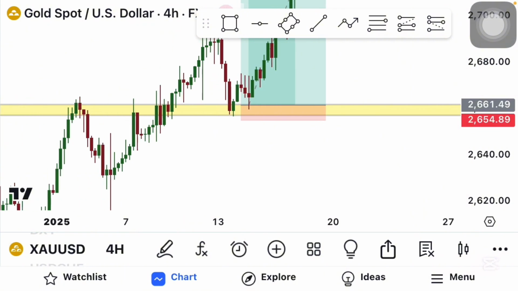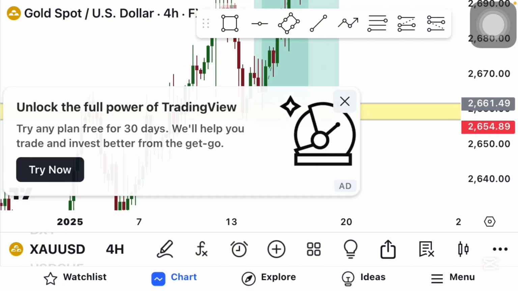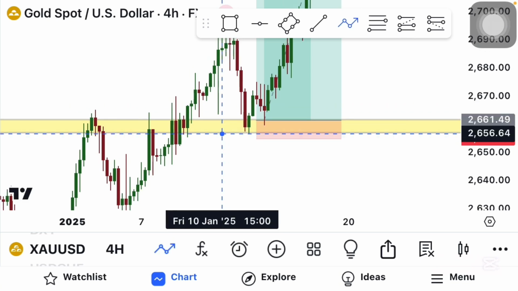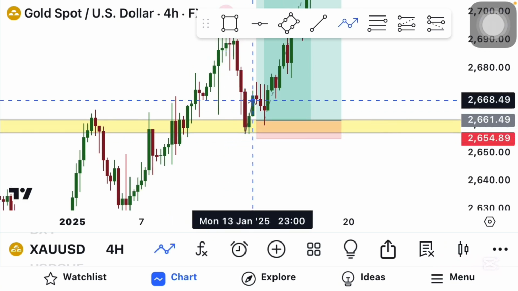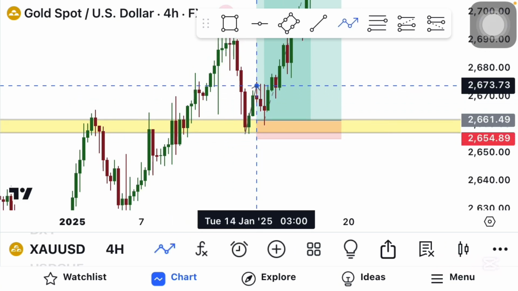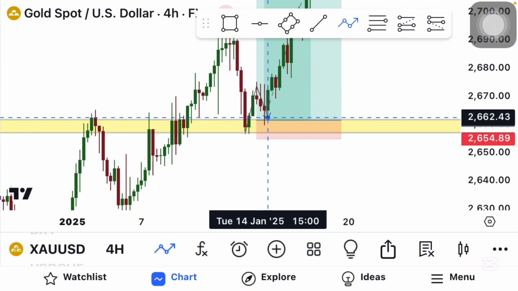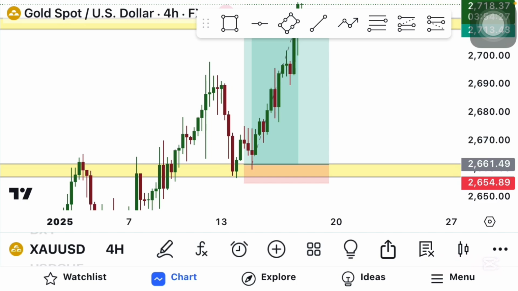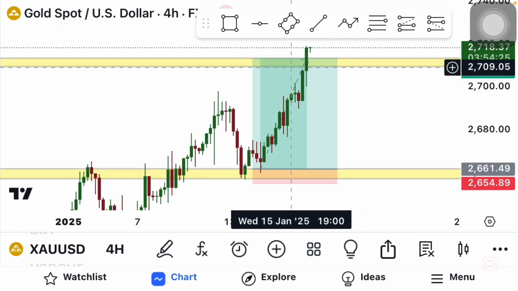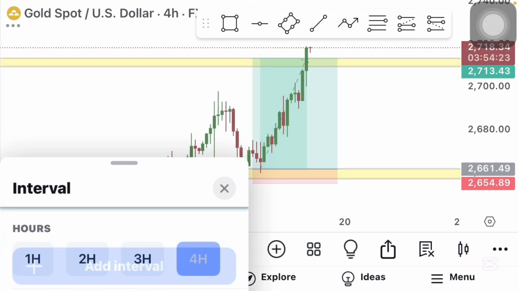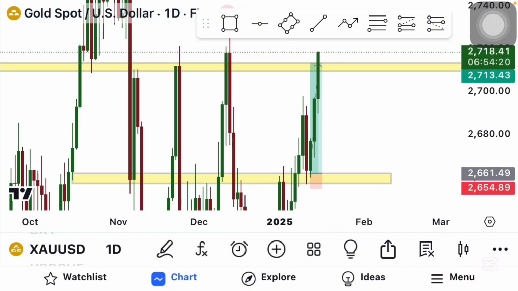On the 4-hour time frame, not much confluence was identified here, but what I needed to see was a break, something like this, then a retest of that area of interest, and this is where the buy order was triggered. You can see how price moved all the way to this area of interest. Remember, price moves from zone to zone.